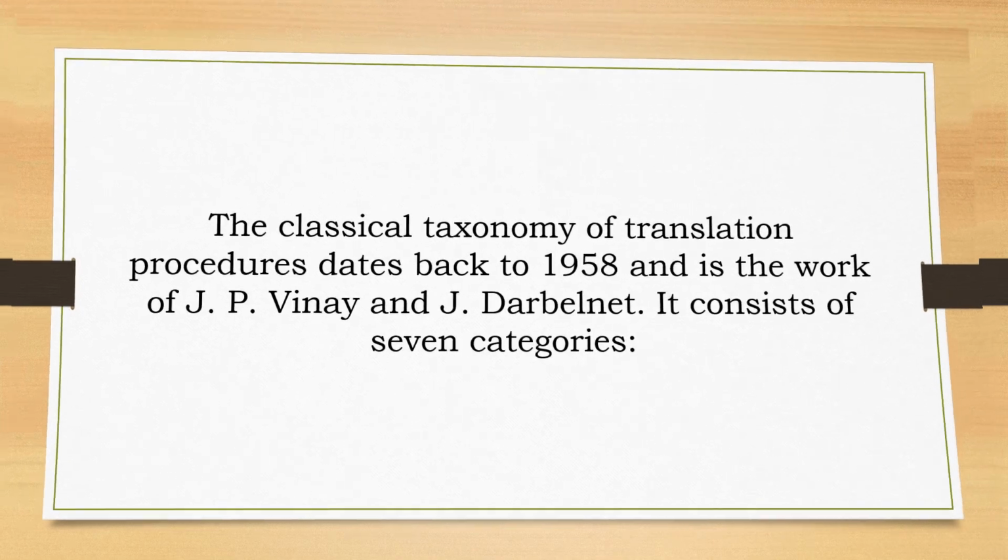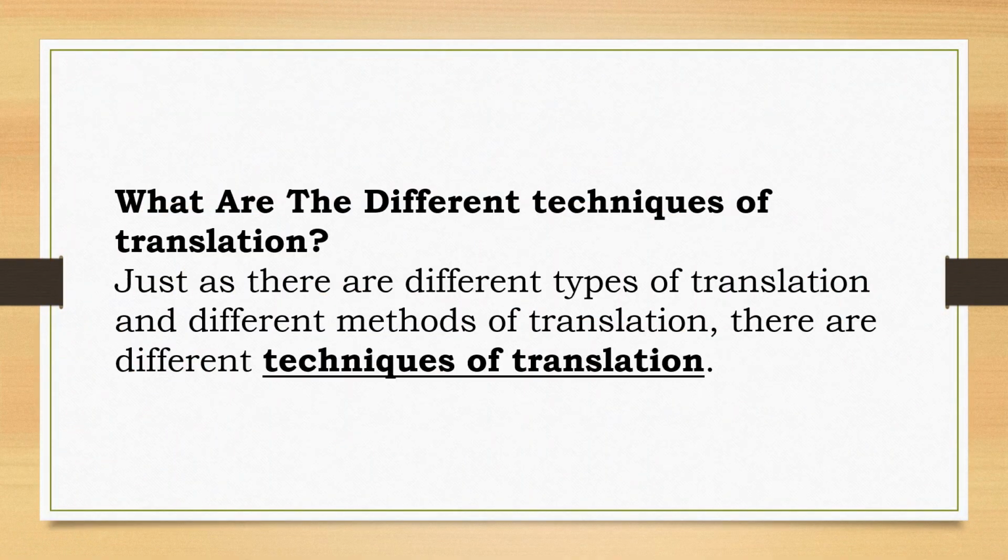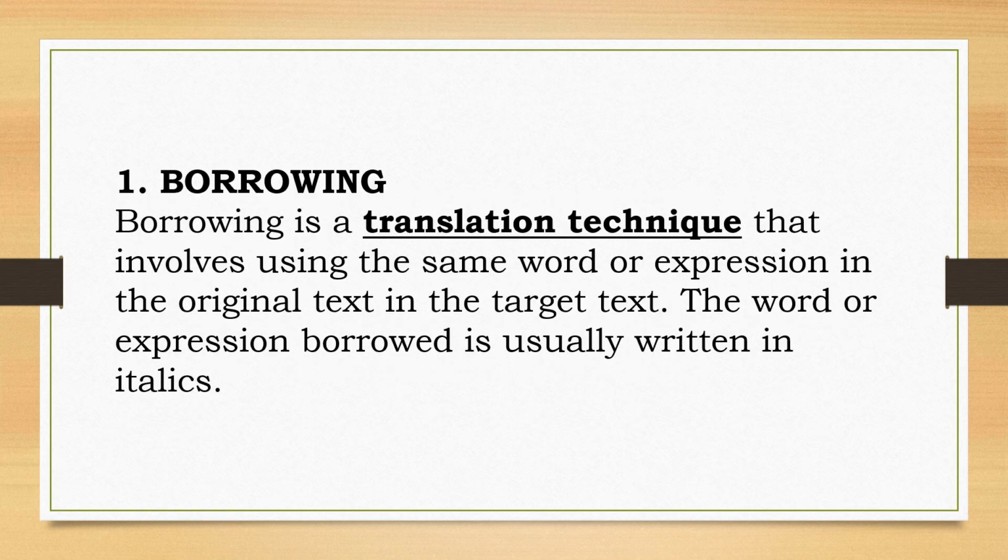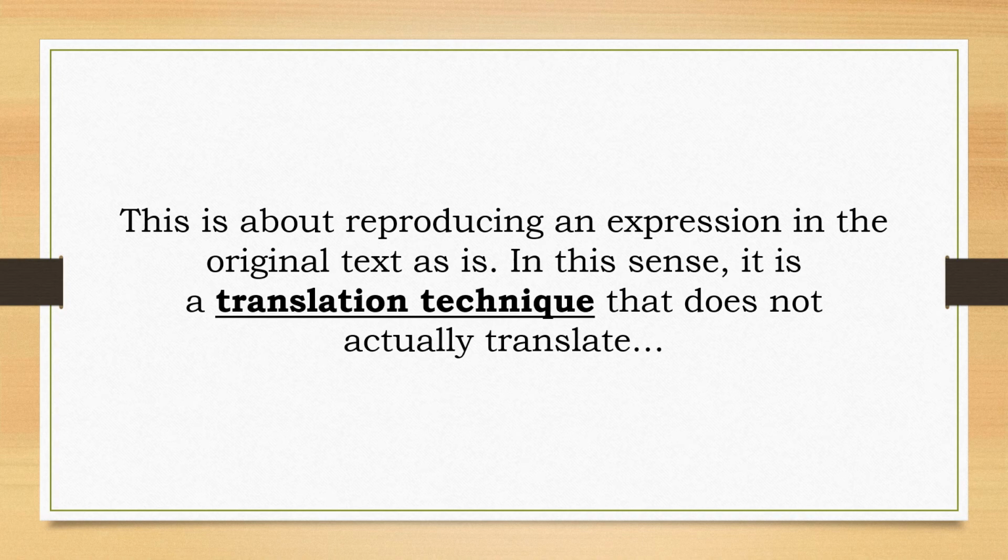What are the different techniques of translation? Just as there are different types of translation and different methods of translation, there are different techniques of translation. 1. Borrowing. Borrowing is a translation technique that involves using the same word or expression in the original text in the target text. The word or expression borrowed is usually written in italics. This is about reproducing an expression in the original text as is. In this sense, it is a translation technique that does not actually translate.